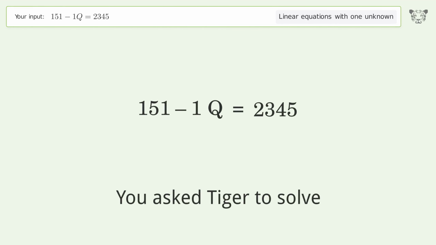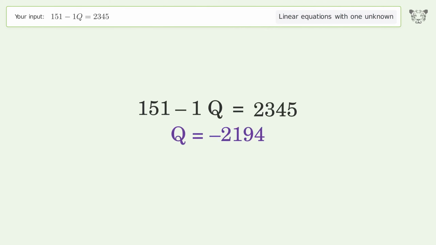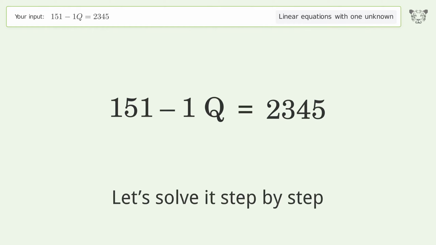You asked Tiger to solve this. It deals with linear equations with one unknown. The final result is q equals negative 2194. Let's solve it step by step.